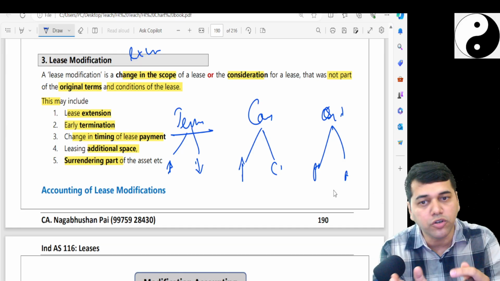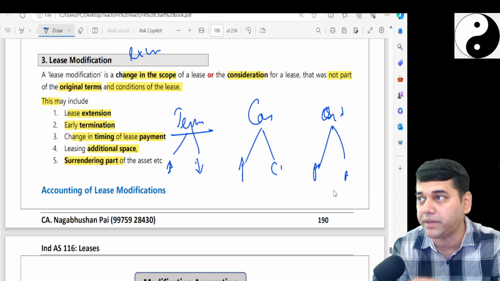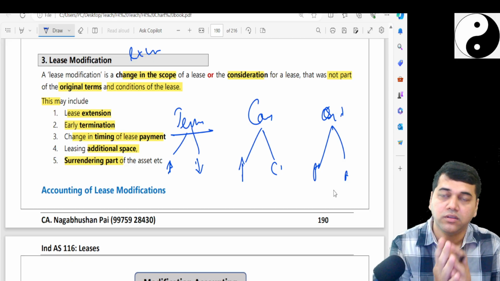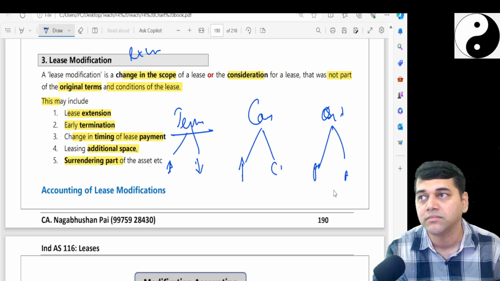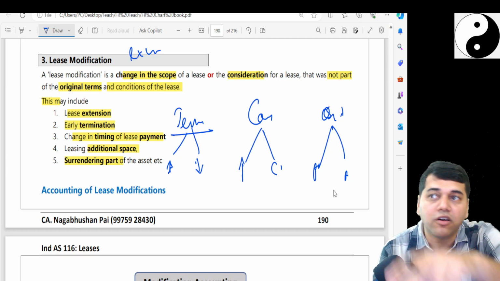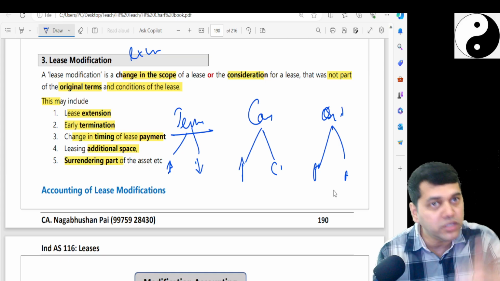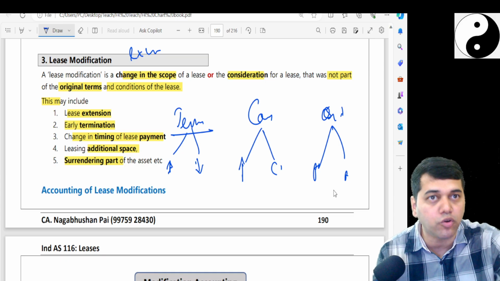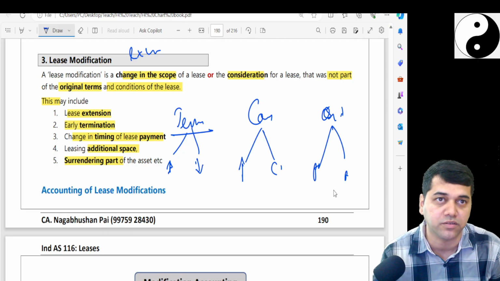Because your term is going to decrease, consideration may remain the same, the rate, monthly rent what you pay. Or if you see the previous question, the CPI index also got changed, the term also got extended. But then you say, sir, it is a remeasurement. Yes, if it was part of the original contract, it is remeasured. But if you do this, which was not planned earlier, you enter into a new contract to do the same thing, then that becomes a modification.